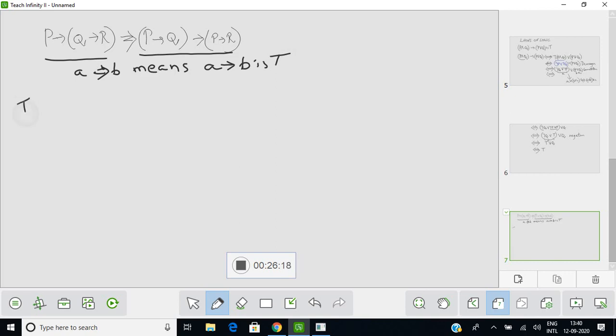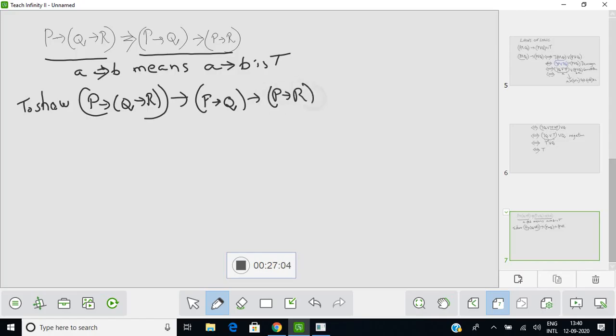What do I have to show? I have to show the whole thing with one more if-then condition. I need to show if P then if Q then R, then again if P then Q, then if P then R, is a tautology. If I show that this is a tautology, it is enough. Now instead of rewriting the whole expression, let me write LHS equal to. So let me start. I will have my left hand side equal to.